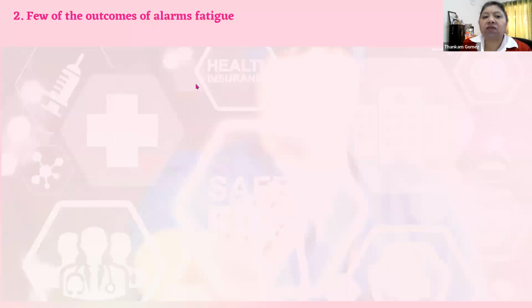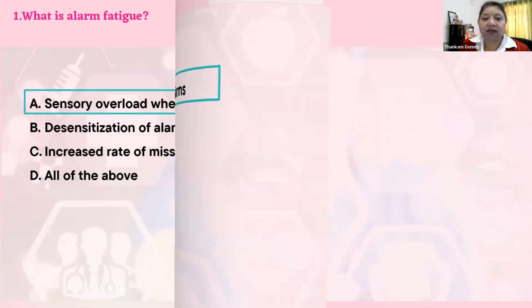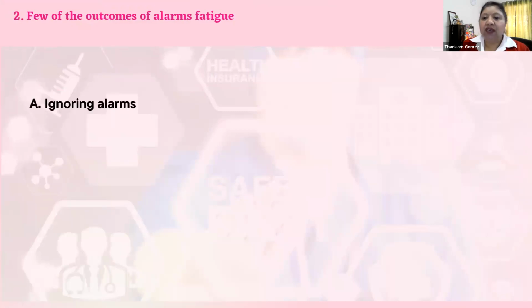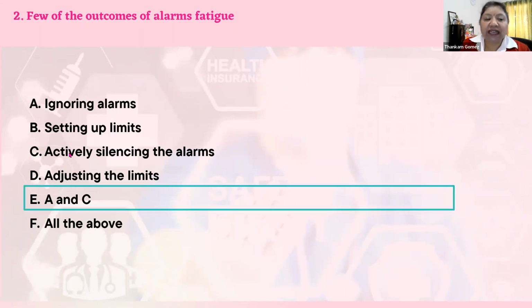So, a few of the outcomes of alarm fatigue. What is alarm fatigue? Sensory overload. When that happens, what could be the outcome? Ignoring alarms, setting up limits, actively silencing alarms, adjusting the limits. The answer is A and C, because setting up limits is a good habit and adjusting the limit is a good habit. Because of sensory overload, you may end up ignoring the alarm or actively silencing it without paying any attention to why the alarm is coming.